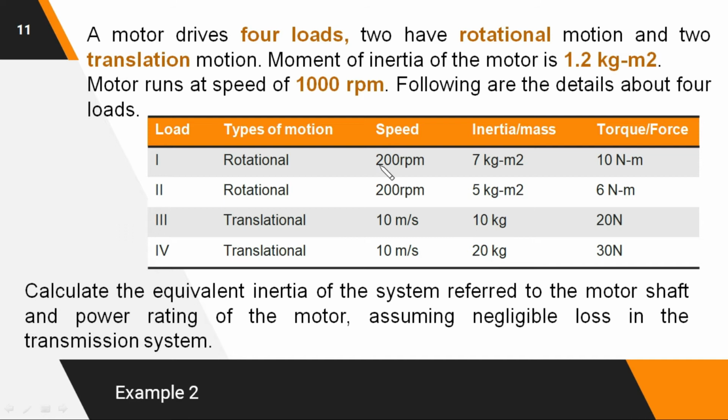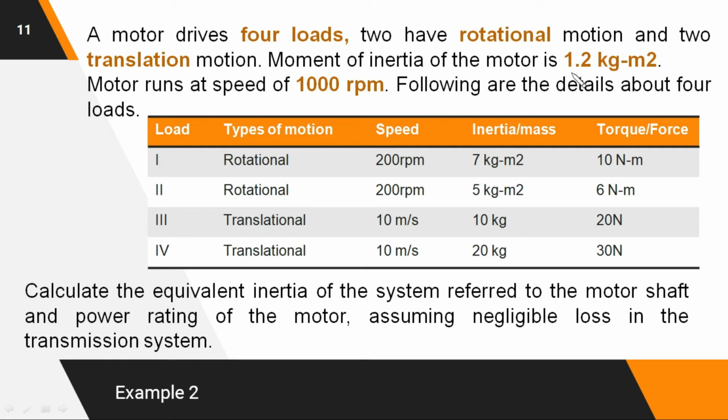Okay, so suppose this is your speed n1, this will become n2. Then this is nothing but your velocity, so it is v1 and v2. This will be m1, m2, not J1, J2, and 10 kg, 20 kg will be the masses m1, m2. This will be the force F1 and F2, and the torques will be T1 and T2. Again we have to calculate the inertia J and power rating.